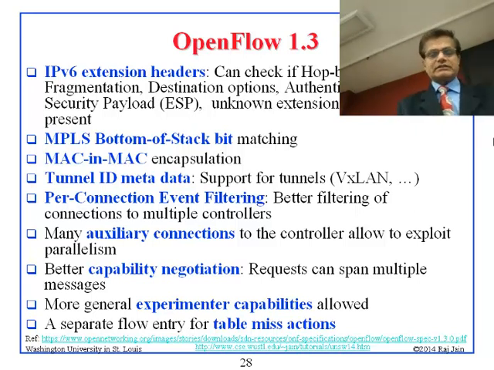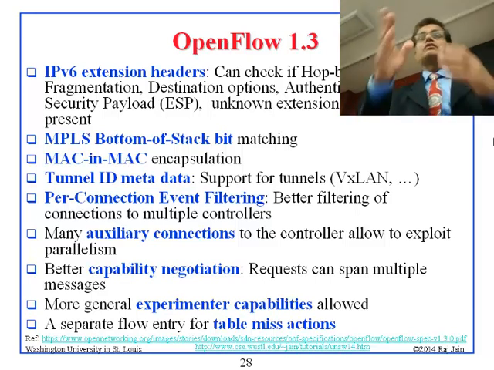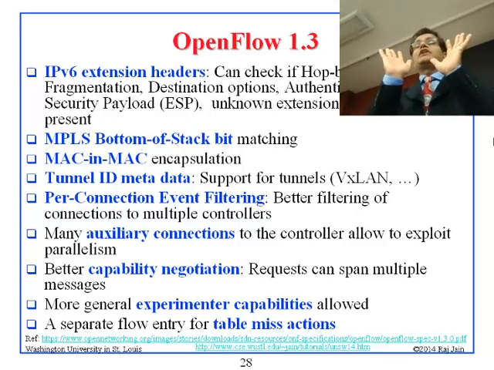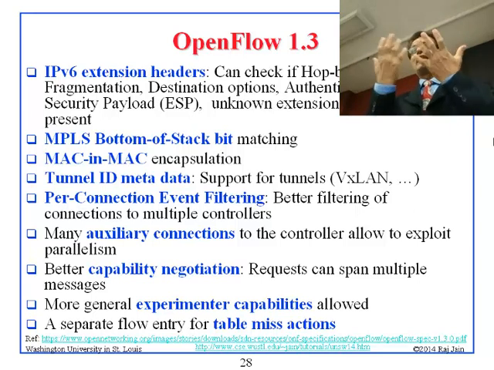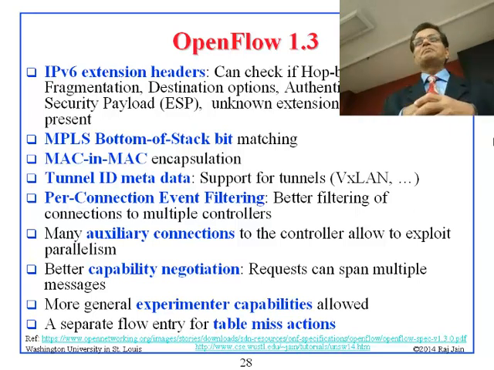Capability negotiation is the idea that when you talk to the switch or the controller, you tell them, look, I support only 1.1, right? So you need to tell them what your capability is. That is supported here in 1.3.